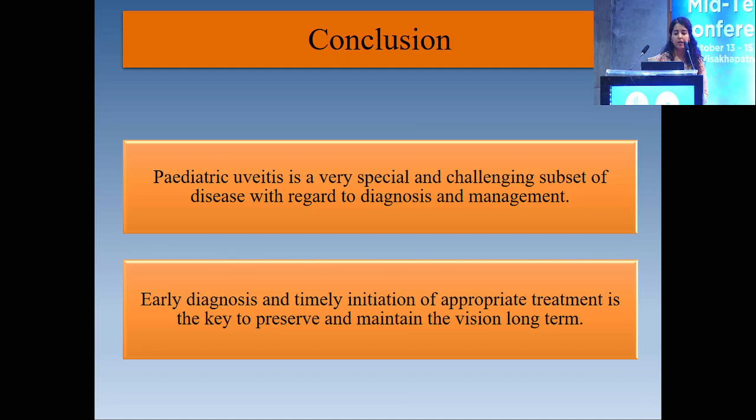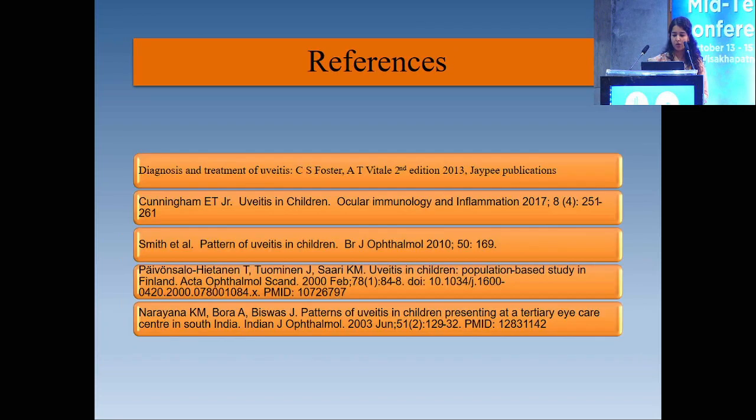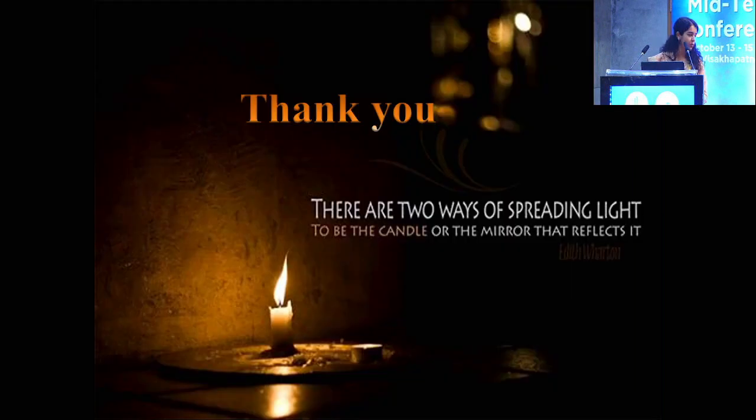Conclusion: pediatric uveitis is a very special and challenging subset of disease with regard to diagnosis and management. Early diagnosis and timely intervention with appropriate treatment is the key to preserve and maintain vision in the long term. These are my references. Thank you.